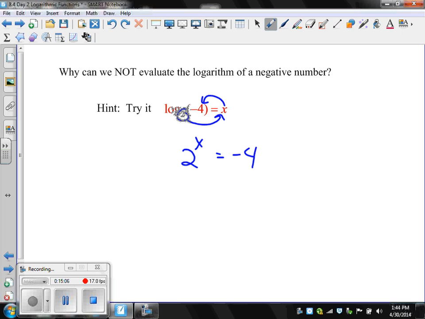Well, you might think that maybe negative 2 works, but remember, that's not how exponents work. 2 to the negative 2 means reciprocal. That means a quarter. That doesn't give us negative 4. So that's our reason why we don't get negative values.